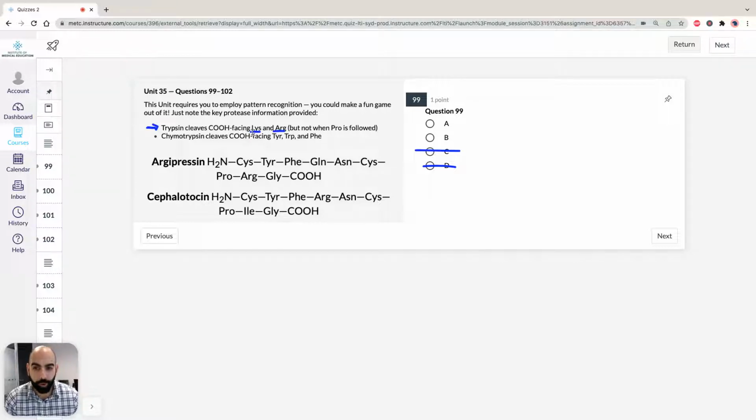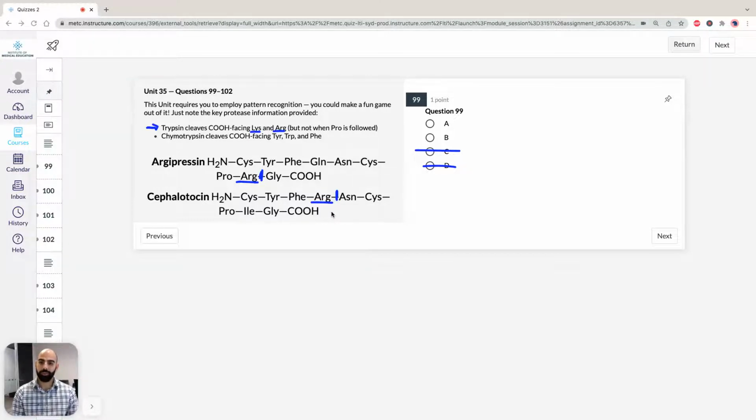Recall that trypsin cleaves the bond facing the carboxylic acid. Does argipressin have lysine? No. Does cephalotocin have lysine? No. They both just have arginine. Trypsin is going to cleave at this point, the bond facing the carboxylic acid, so over here after arginine it's going to cleave here.